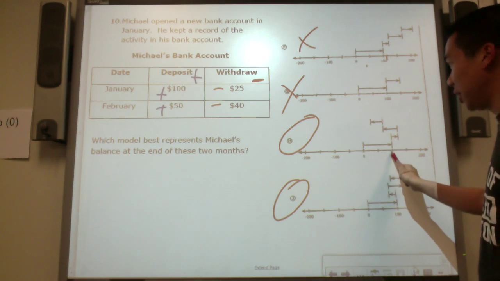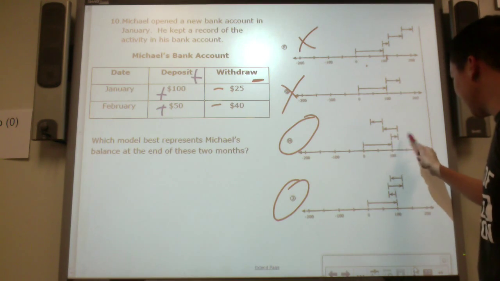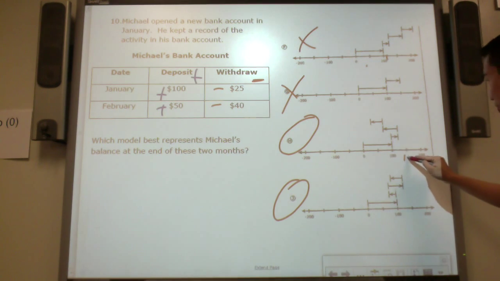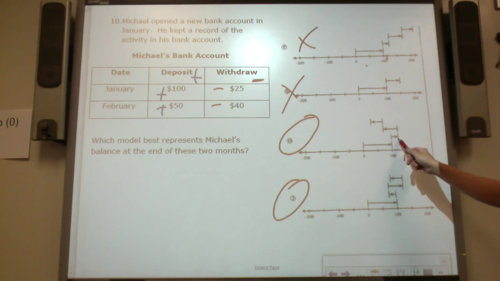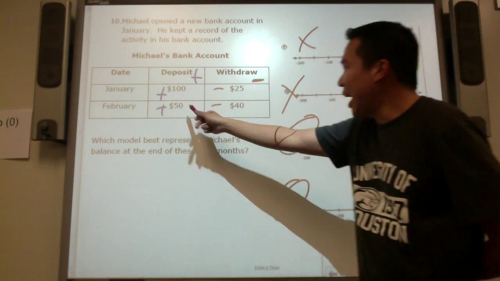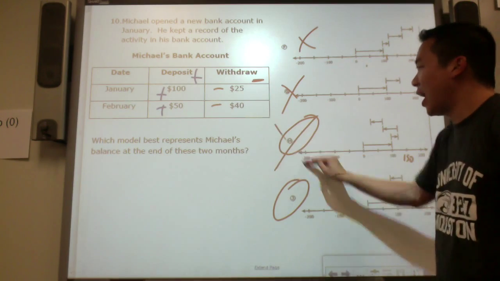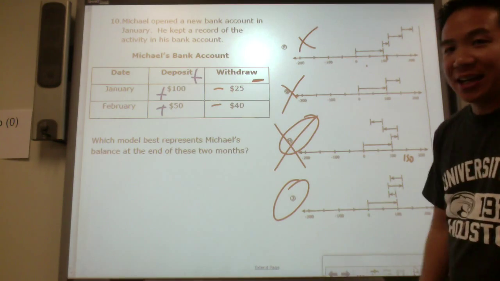He starts with $100. Then he adds some more money. Wait, this is $150 right here. Here he only added $25. Here he added $50. So it cannot be H. J is the only one.